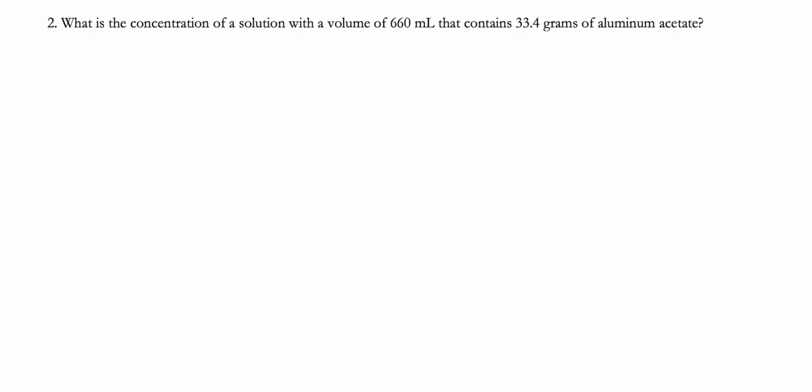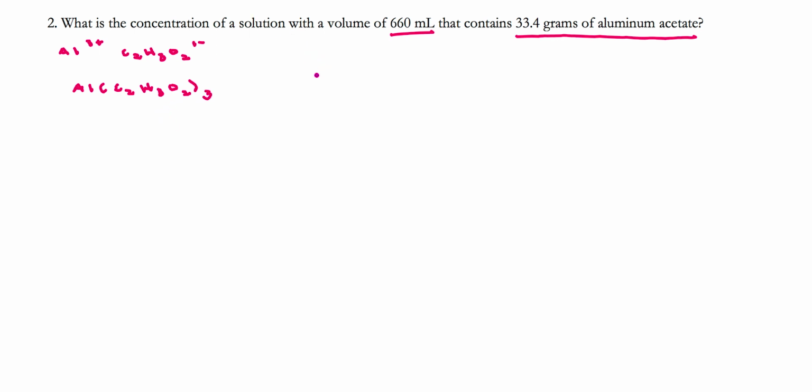All right, let's look at the next example. It says, what is the concentration of a solution? So it's asking me to determine the molarity with a volume of 660 mL that contains 33.4 grams of aluminum acetate. So really quickly, aluminum acetate. Aluminum has a 3+ charge. Okay. Acetate, C2H3O2 minus, is one of my polyatomic ions, and it has a 1- charge. So its formula, just to help me out, is going to be Al(C2H3O2)3, with a subscript 3 on the outside, because I will have 3 acetates.